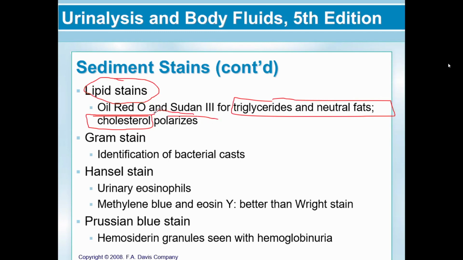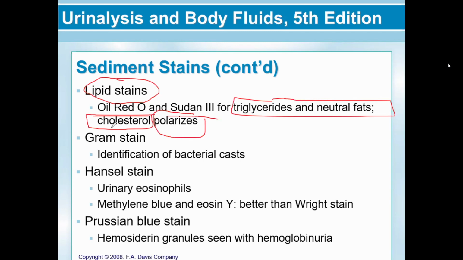if it is really cholesterol? We can use your polarizing microscope. Okay, when cholesterol is present, you can stain with Oil Red O and Sudan III and it won't stain. But if you use a polarizing microscope and see a Maltese cross formation, then that will tell you that the lipid content, for example of this RTE cell, is cholesterol. Okay, because I already stained with Oil Red O and Sudan III. There was no orange-red color, so it's not triglyceride and neutral fat. So, after using polarizing microscopy, you saw a Maltese cross formation. So, the content is cholesterol.